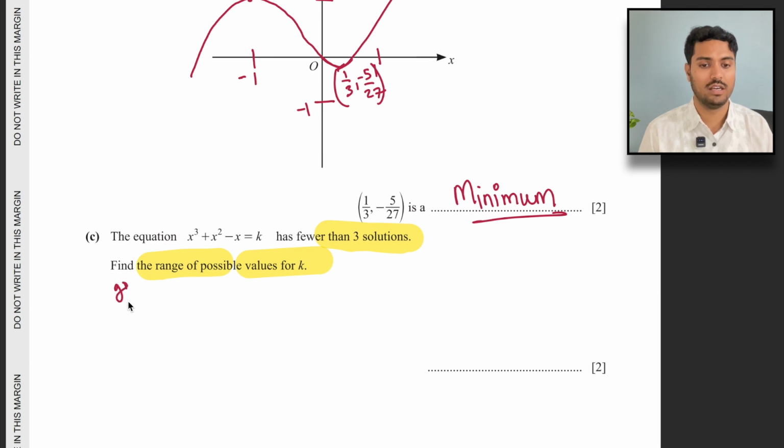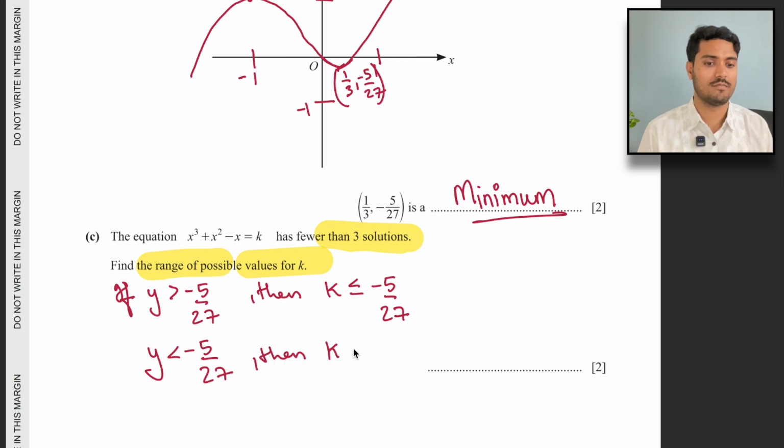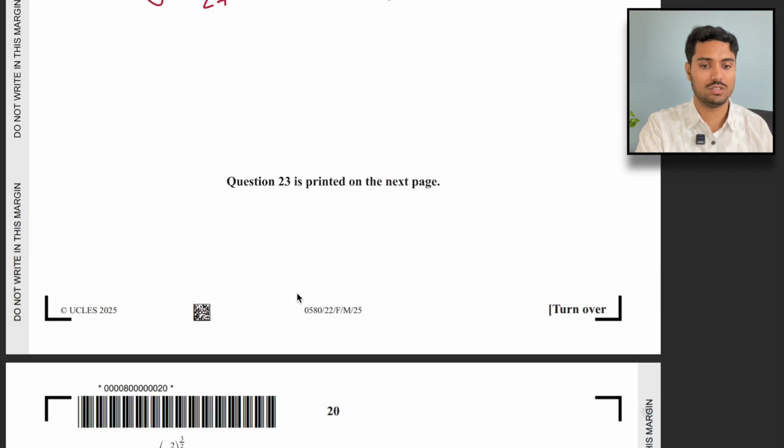If, let's say, we have y greater than negative 5 by 27, then the value of k is going to be lesser than or equal to negative 5 by 27. If y will be lesser than negative 5 by 27, then the value of k will be greater than or equal to negative 5 by 27, and that's the answer. Let's check the next question.